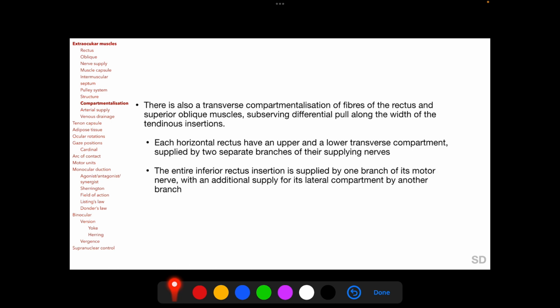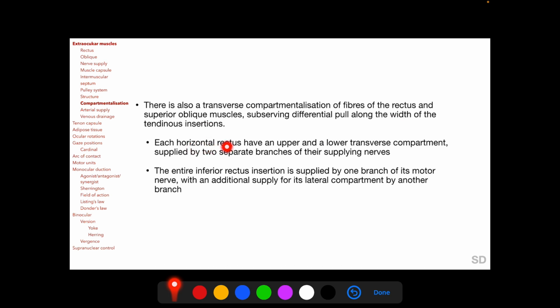In addition to the compartmentalization of muscle fibers based on their insertions, there is also a compartmentalization of these fibers based on the innervation of these muscle fibers across their insertion on the globe. And this compartmentalization is transverse and occurs in the rectus and superior oblique muscles, which subserve differential pull of the muscles along the width of the tendinous insertions.